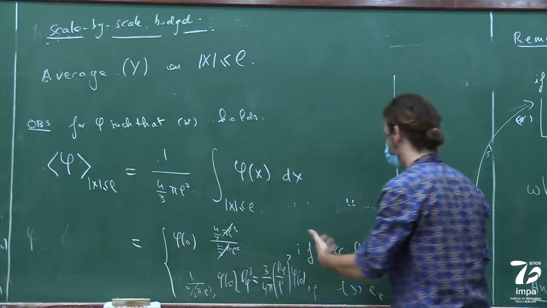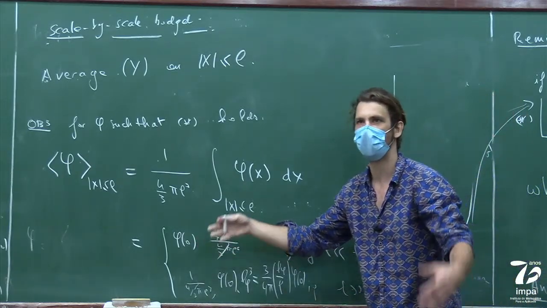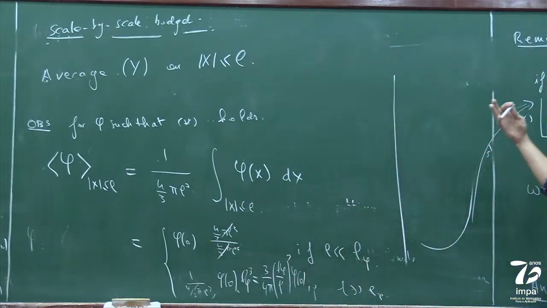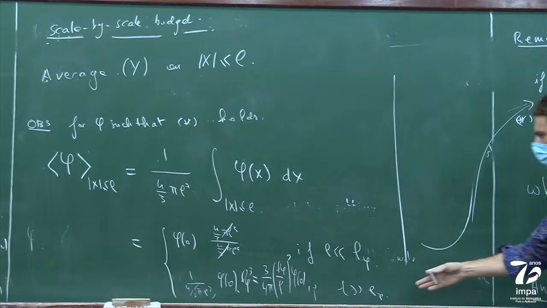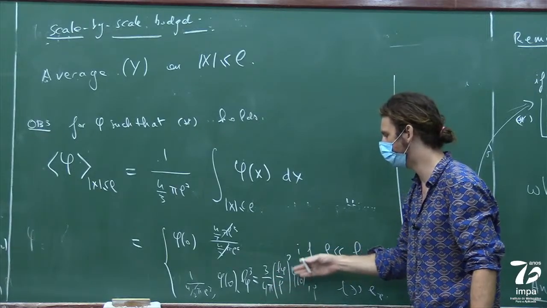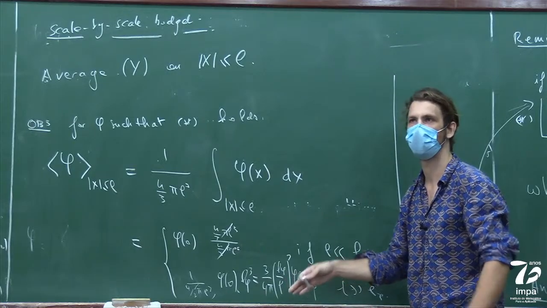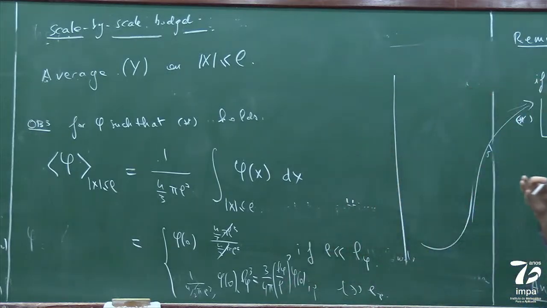So basically, there are two cases. If we are very small compared to the correlation length, we pick up the value at 0. If we are very large compared to the correlation length, we pick up the value at 0, but modified by a factor, the correlation length cube divided by the length cube. This is the main observation.